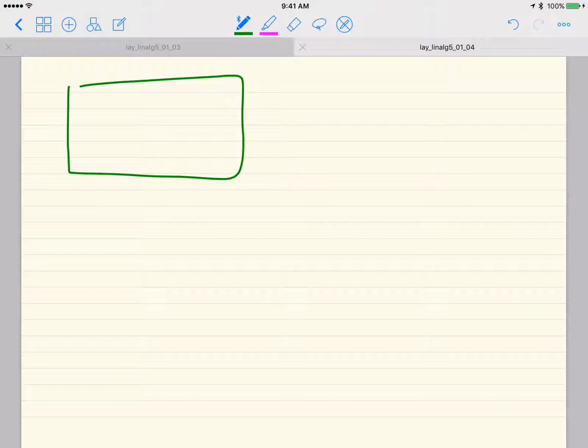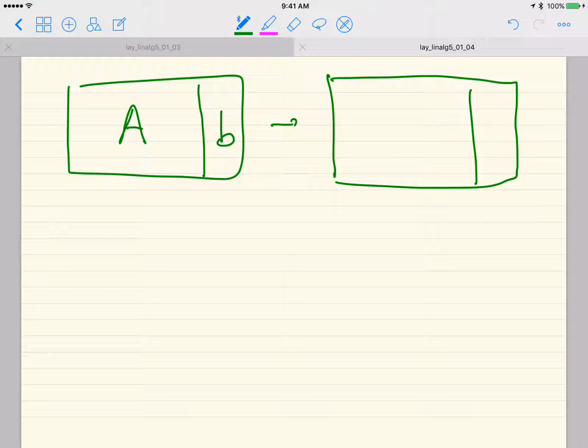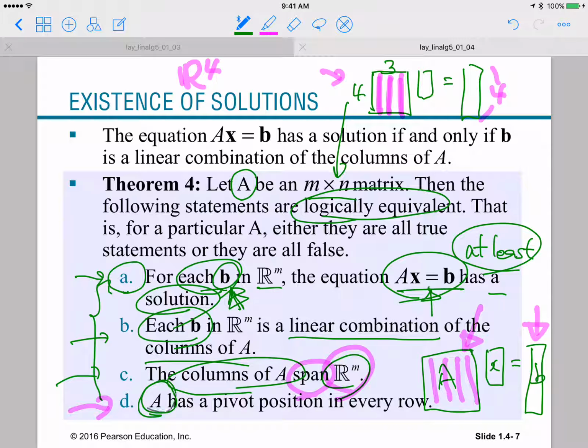So let's think about the echelon form, and suppose we obtained the augmented matrix, which is nothing but the horizontal concatenation of A and B. Let's think about converting it into an echelon form, and let's call that U and D. Here the last item is saying that in every row, the pivots are placed in the U part, but not in the D part. So that's the meaning of this: matrix A has a pivot position in every row of A.